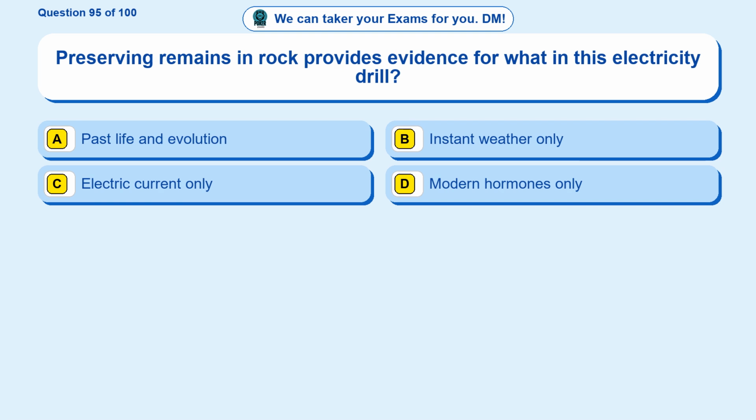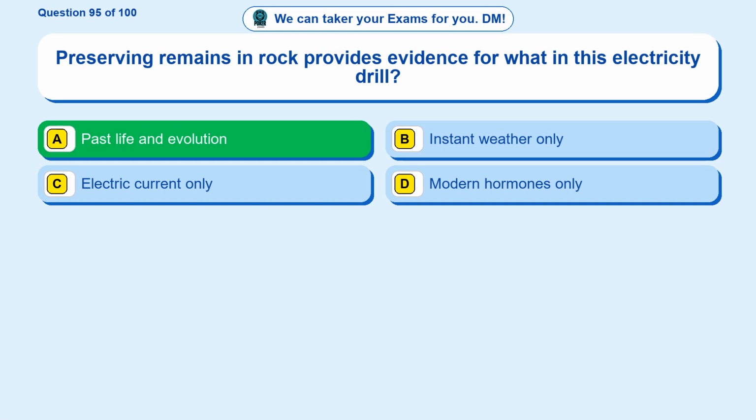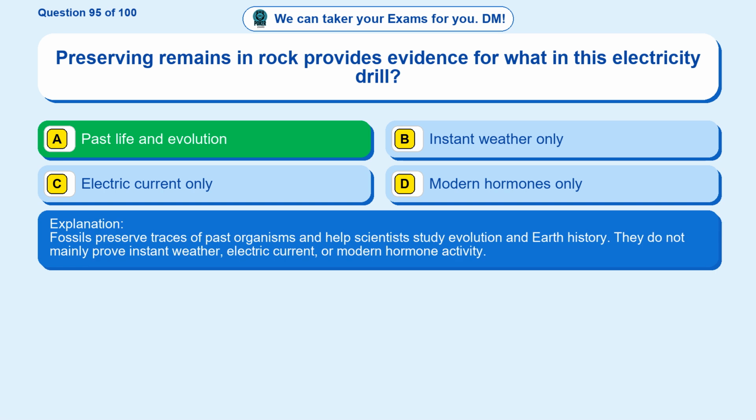Question 95. Preserving remains in rock provides evidence for what in this electricity drill? Option A, past life and evolution. Option B, instant weather only. Option C, electric current only. Option D, modern hormones only. The correct answer is option A. Past life and evolution. Fossils preserve traces of past organisms and help scientists study evolution and Earth history. They do not mainly prove instant weather, electric current, or modern hormone activity.